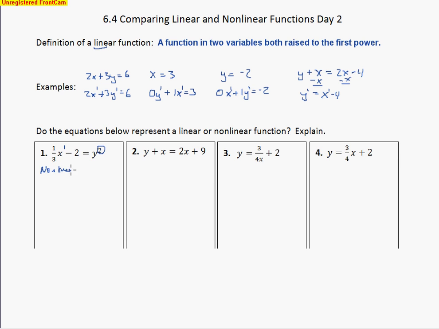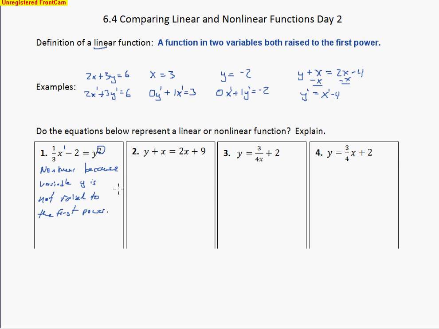Nonlinear because the variable y is not raised to the first power.